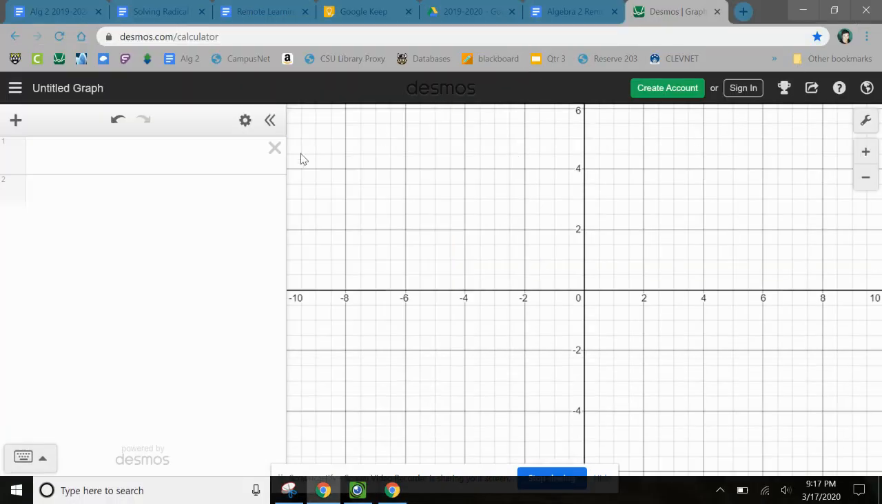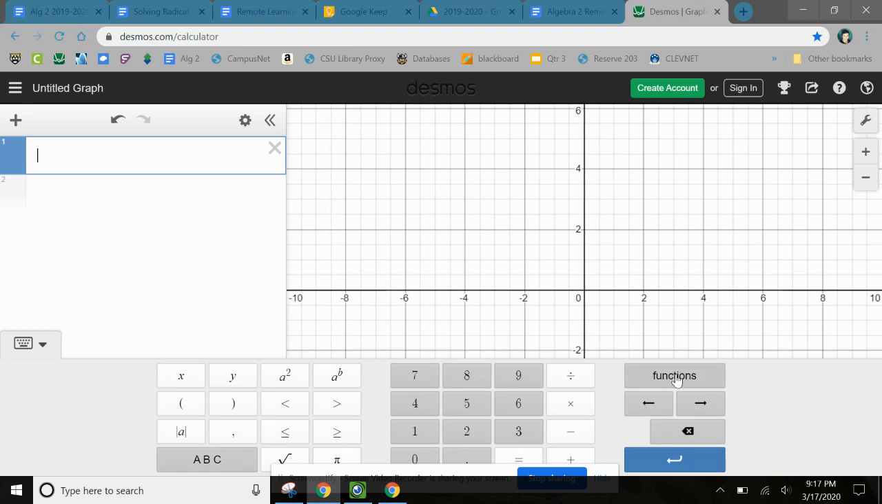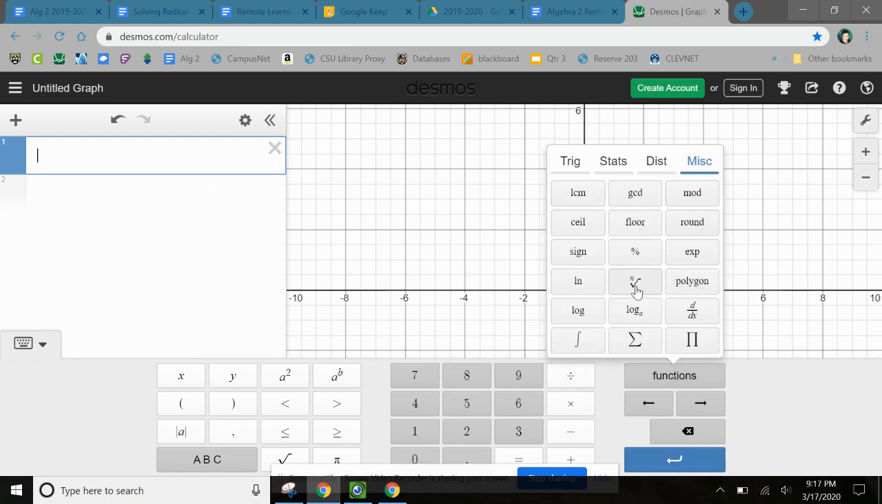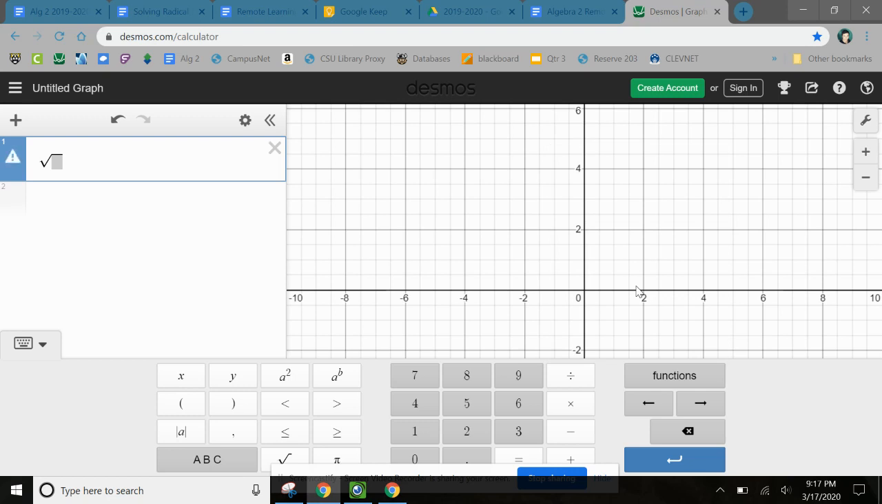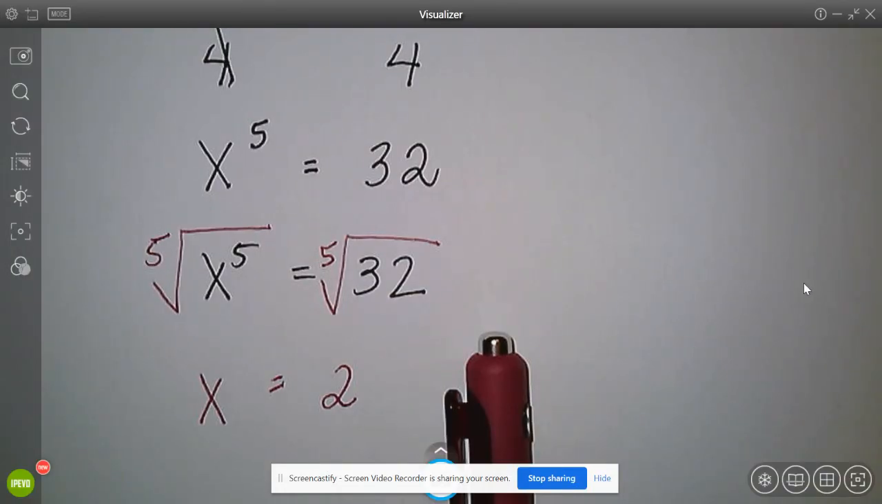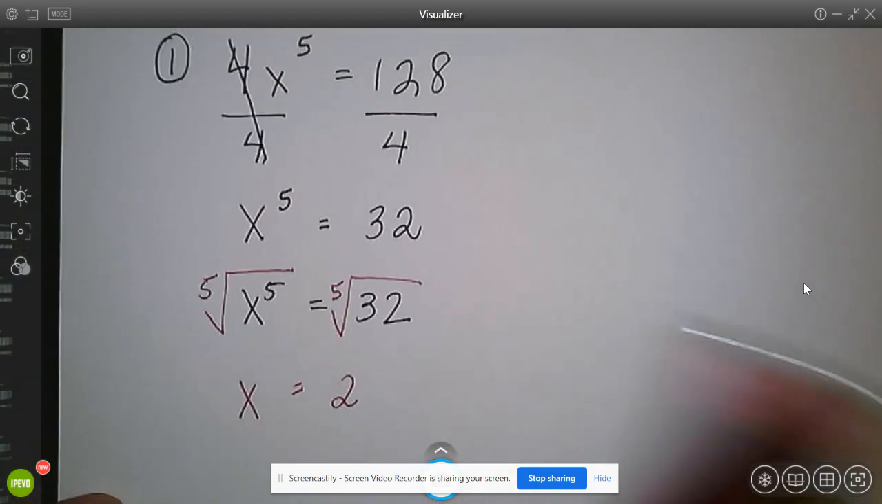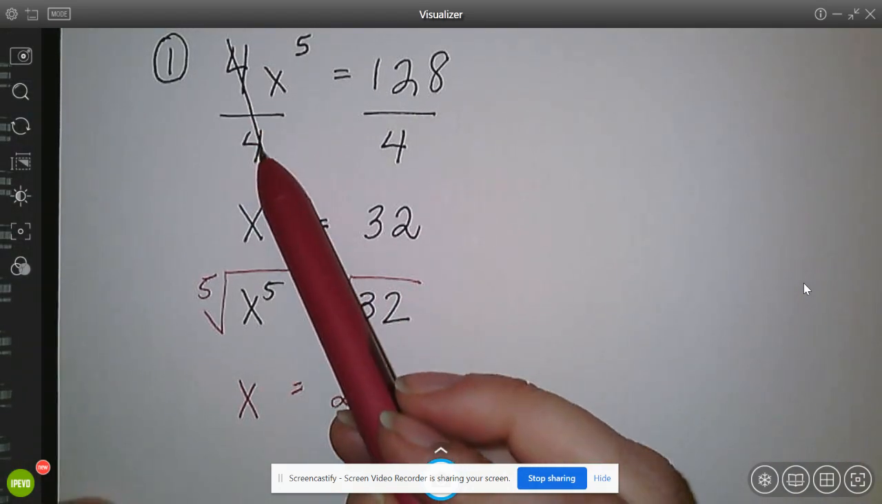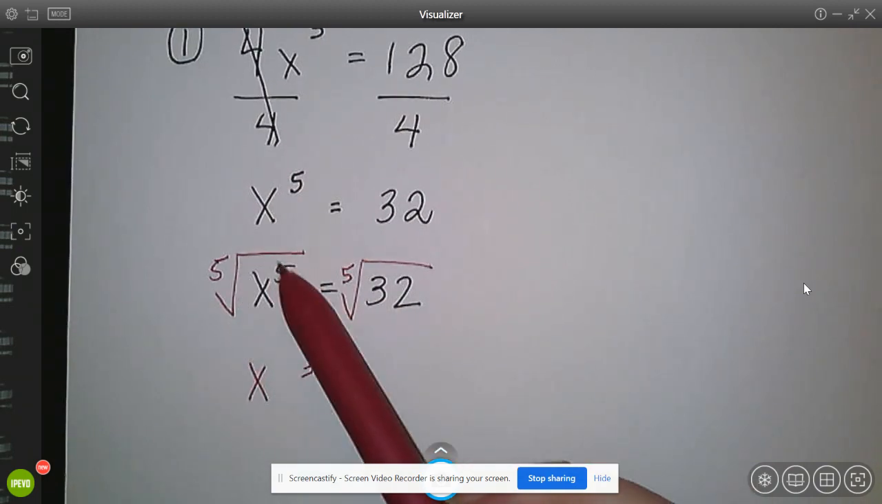So here I am in Desmos. Remember, in order to get that, we need to go to Functions, Miscellaneous. There we go. I'm going to put in 5 as my index and 32 as my radicand. And here's my answer. X is 2. So that's why we did that. So in the first video, so that you knew when you got to this point, you could just come to Desmos and put it inside your calculator. All right, so that's the first problem. That had 2 steps. The first step was to divide, and we got rid of that 4. And then that second step was to get rid of that exponent.